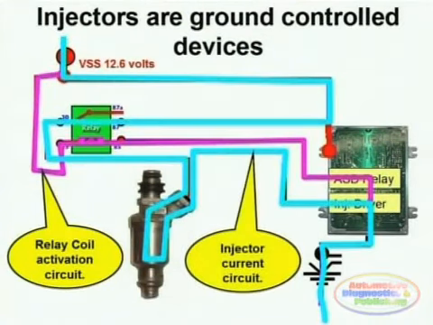Here we can see both current paths corresponding to the ASD relay activation circuitry. The light blue current path corresponds to the injector activation circuitry, and the purple current path corresponds to the ASD relay activation circuitry. Again, regardless of which current path we're talking about, current flows from negative to positive.